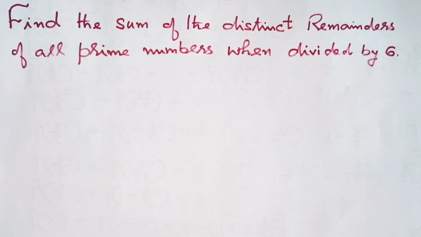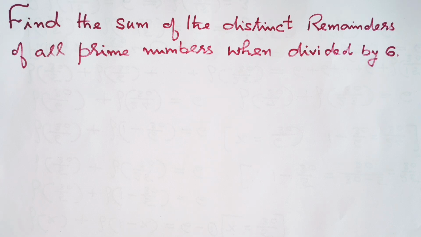We're looking at an interesting and challenging problem in number theory. It's about finding the distinct remainders when all the primes are divided by 6 and then totaling up these remainders. As you know, there's no formula to find out all the primes. So, how do we find out the remainders of prime numbers when divided by 6? Does it really look possible?